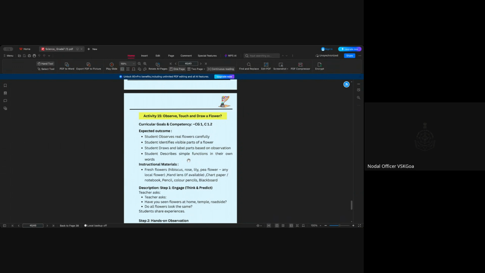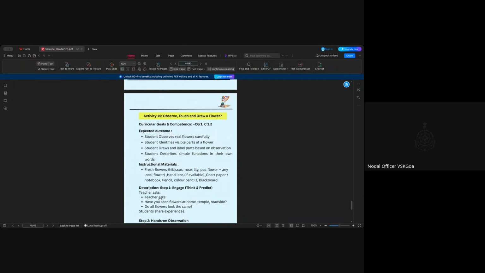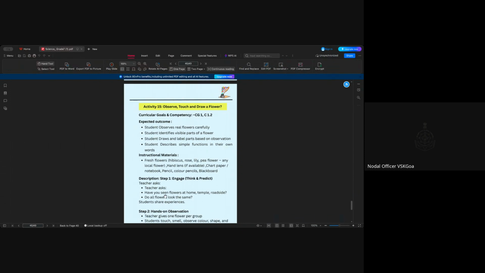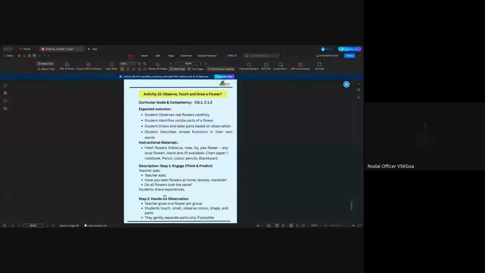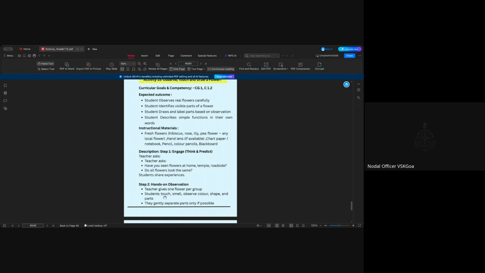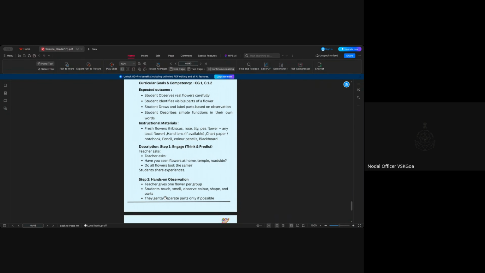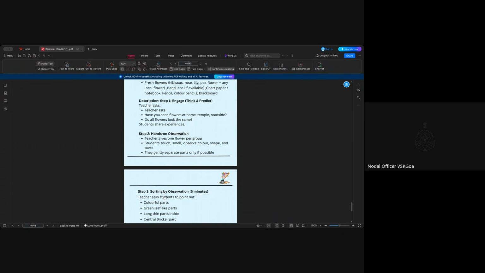Okay, so here the instructions to be given to the students: don't start directly, have a discussion first, and on the previous day you can tell them to bring different types of flowers. One flower per group can be given as a hands-on observation. It need not be each individual bringing it; one flower per group is enough. Then students will touch it, smell it, observe the color, shape, and parts of it. Let students take around 15 to 20 minutes to do this, and if they want, they can separate the parts if possible. That freedom can be given to them.